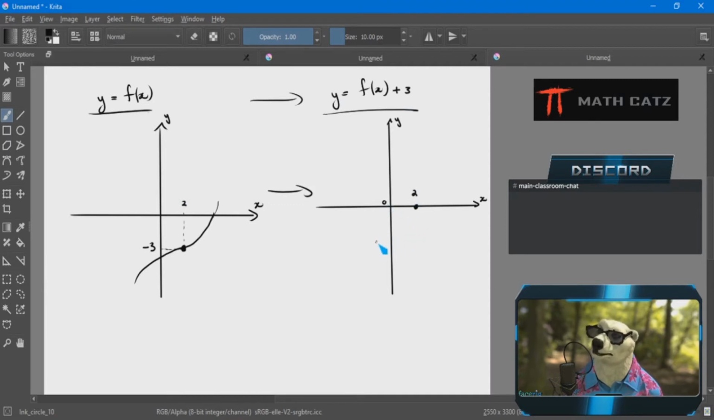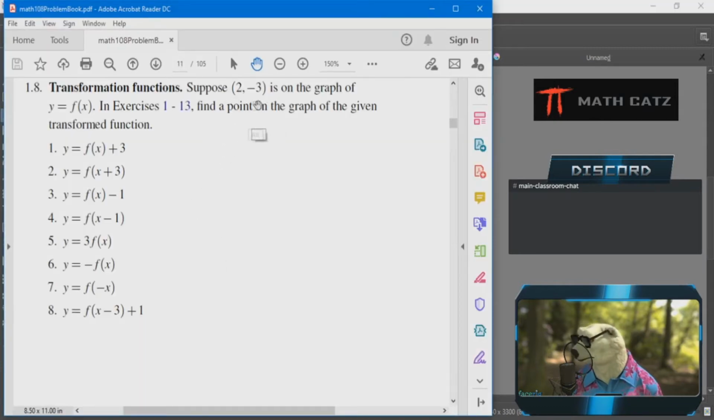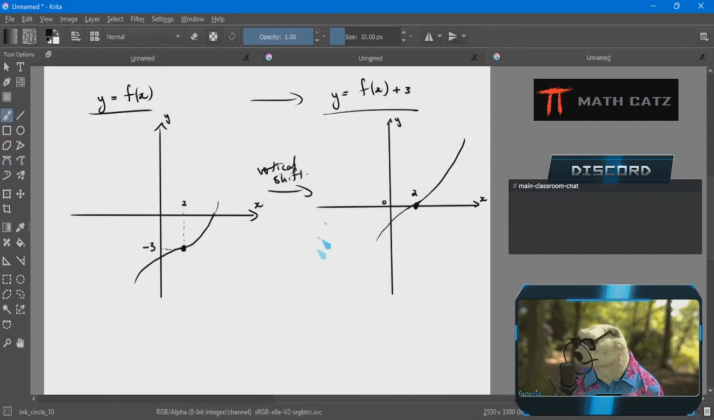And the same graph shape is happening. I don't know what it is, right? It could be anything. Same shape. Everything shifts up. It's a vertical shift up because I added 3. Now let me just check. Suppose I have a point. Find a point on the graph of the given transformed function. So my new point is then obviously 2, 0 because everything shifted up.